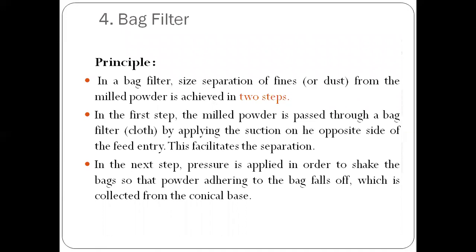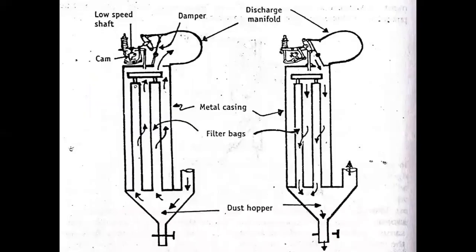In the bag filter, the size separation of the fines from the milled powder is achieved in two steps. In the first step, the milled powder is passed through a bag filter by applying suction on the opposite side of the feed entry, and this facilitates the separation. In the next step, pressure is applied in order to shake the bag so that the powder adhering to the bag falls off and is collected from the conical base.